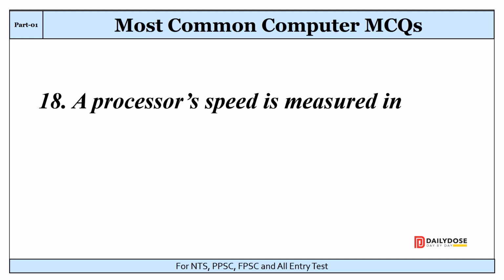A processor's speed is measured in megahertz or gigahertz. First, computer processors' speeds were measured in megahertz. Nowadays, they come in gigahertz.